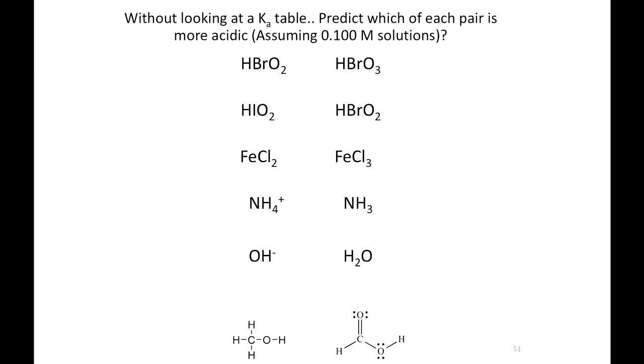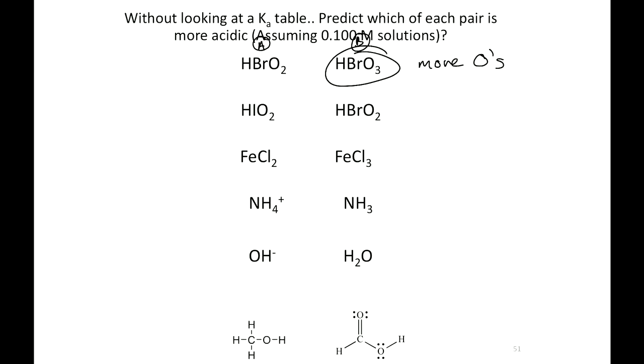So remember the idea here. If you can stabilize that negative charge of your conjugate base, then things are going to be more acidic. So what do we think? HBrO2 or HBrO3? Which one is more acidic? How about I just say column A or column B? What do we think? A or B? B. Why? More oxygen. So more oxygen stabilizes that negative charge.